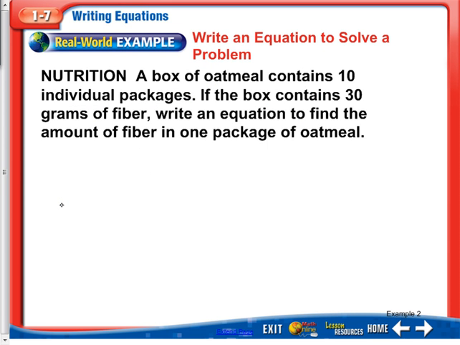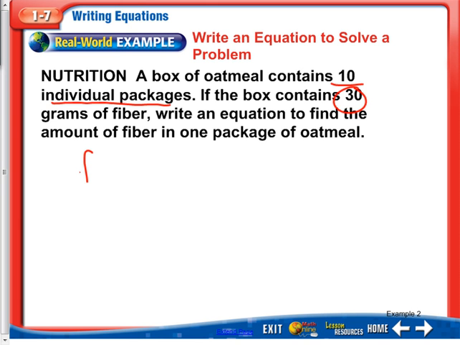All right, so let's try another one. A box of oatmeal contains 10 individual packages. If the box contains 30 grams of fiber, write an equation to find the amount of fiber in one package of oatmeal. Okay, so the box contains 30 grams of fiber. We have 10 individual packages. So I know I'm going to be doing something like, well, this is write an equation to find the amount of fiber in one package.